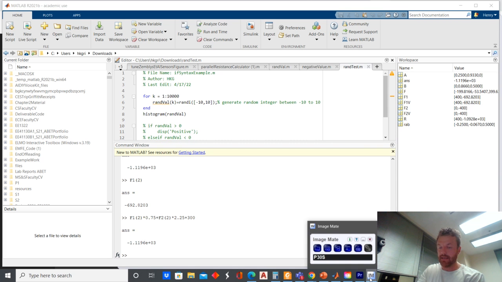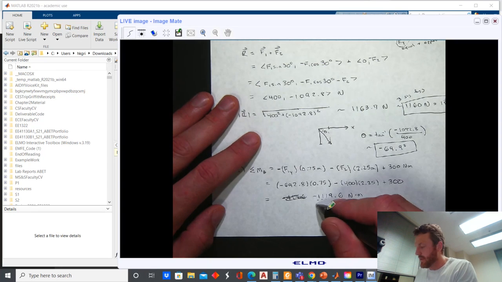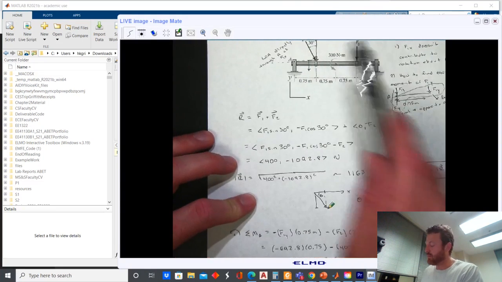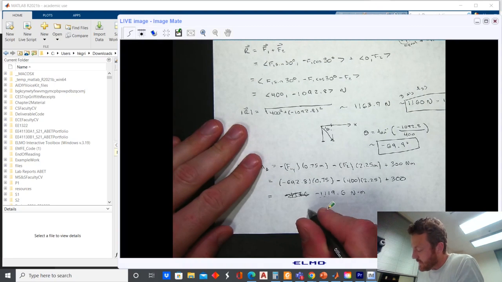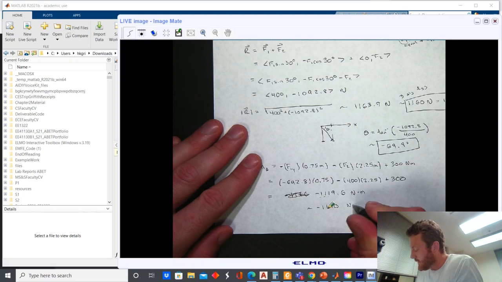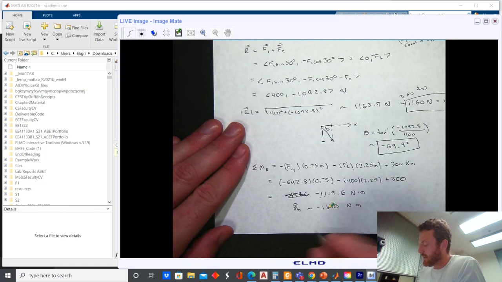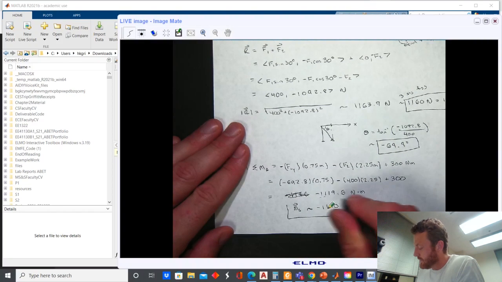And it is negative, indicating that it's a clockwise rotation, not particularly surprising, given that we had such strong counterclockwise rotation induced by the two applied forces. So if you wanted to round that to 3 sig figs, it would just be minus 1,120 Newton meters. And that is the effective couple of the force couple system about point A.